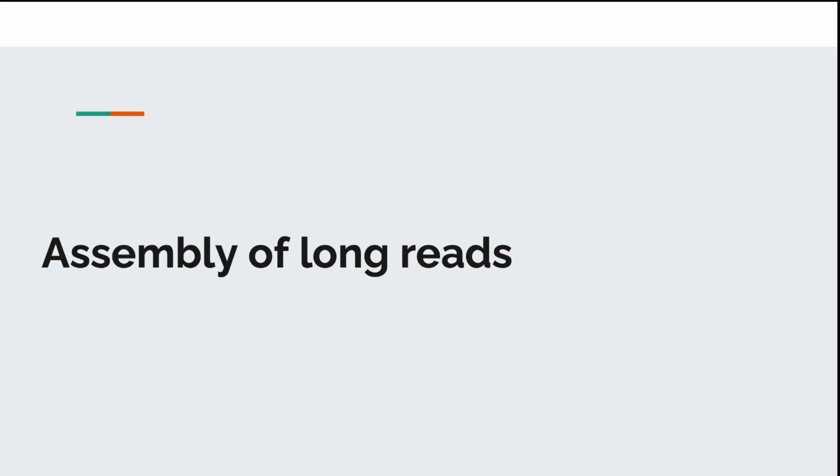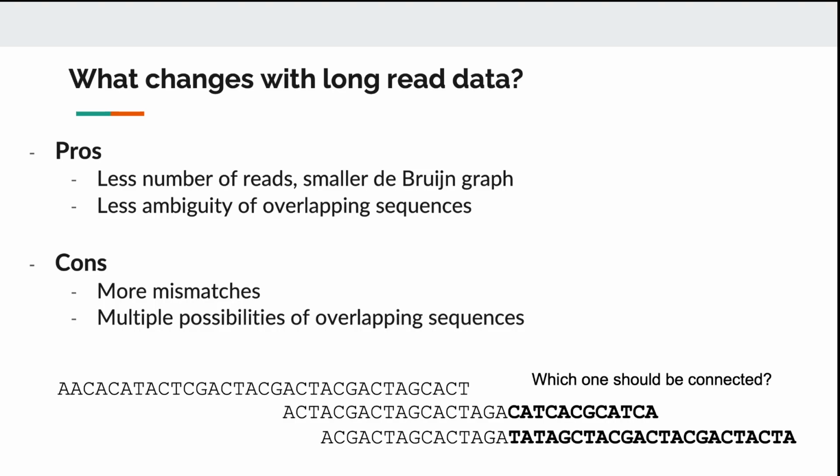So next we're going to think about long read data and why we separate it from short reads. What changes when we try to assemble long read data versus short read data? The good thing is that long read data usually produces a smaller number of reads, so we'll have a smaller de Bruijn graph.